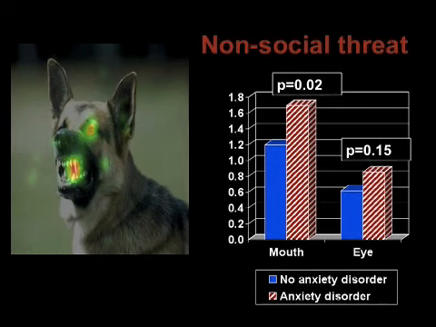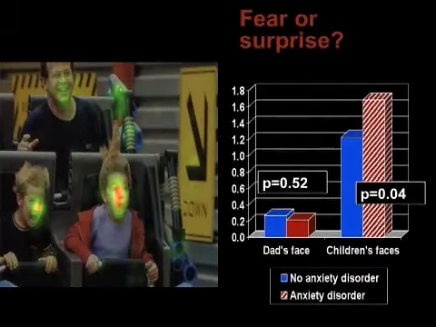But this picture of the roller coaster gets us to that ambiguity question that I was addressing before, and interpreting social situations. The kids showed no difference in how long they looked at the dad. But the kids with anxiety disorders spent a significantly longer time looking at the children's faces. And my interpretation, again, is very early: are they scared or are they having a good time? They are really trying to understand the social meaning and potential threat in this picture.